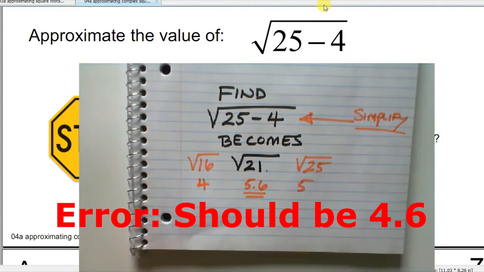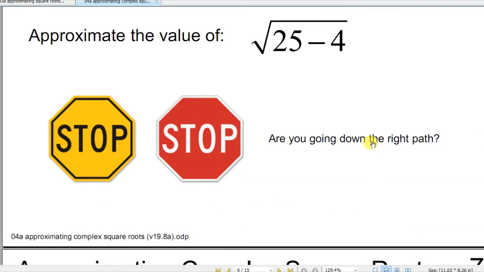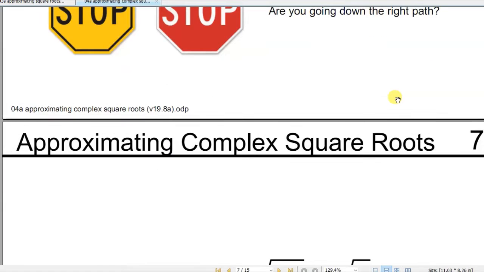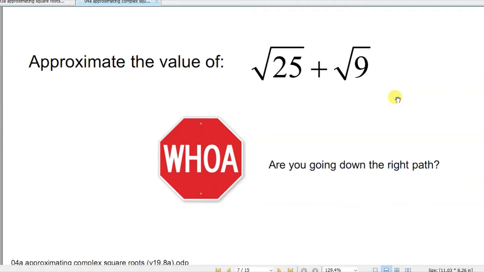We had to simplify it down before we went into the neighborhood. I know some of you want to take the square root of 25 and the square root of 4, but don't do that. Don't go down the bad path. How about this one? Do you want to add the numbers together first and then take the square roots, or take the square roots and add? Correct answer, take the square roots. It's a little bit different than the one we just did. Back into our notes.